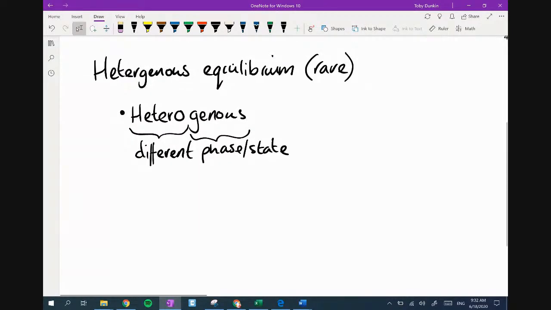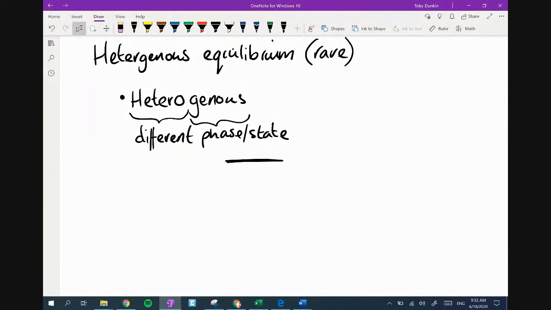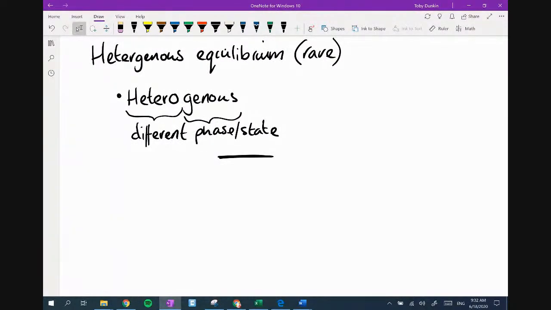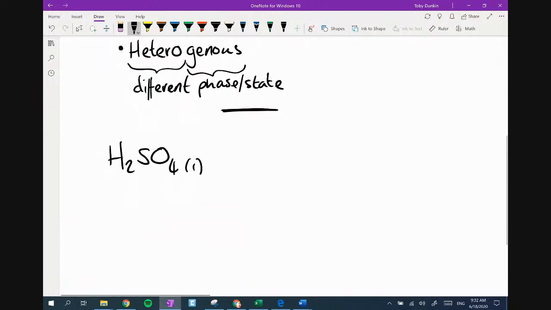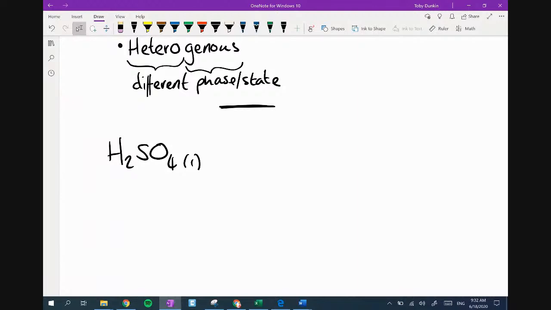So an example of a heterogeneous equilibrium. And I have to work really quite hard at these, folks. I'm trying to think of a really good example of this. I can do one. H2SO4 liquid. On the chat, please: if you've got H2SO4 in a liquid state, what is this commonly known as?